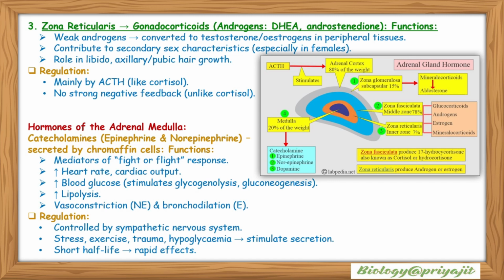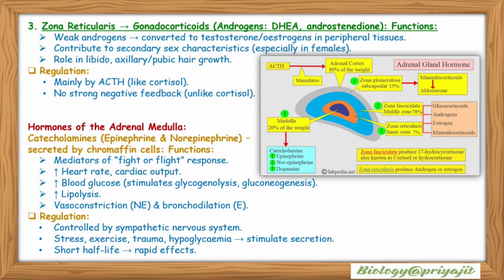Hormones of the adrenal medulla. It secretes catecholamines, epinephrine and norepinephrine, which are secreted by chromaffin cells, and their function includes mediating the flight or fight response. They promote heart rate and cardiac output. They increase blood glucose levels, stimulating glycogenolysis and gluconeogenesis. They increase lipolysis. They promote vasoconstriction, that is norepinephrine, and also promote bronchodilation, that is mediated by epinephrine.